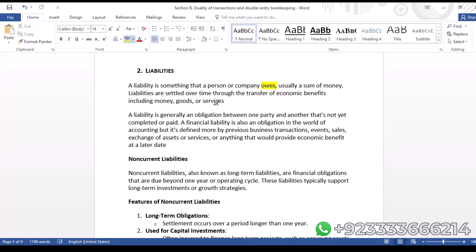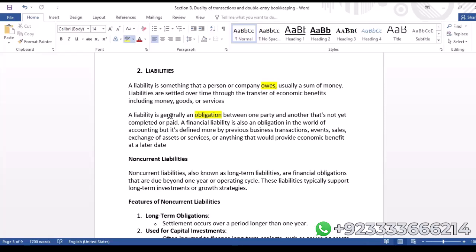Liabilities we have to pay off, we have established that. And how much time we have to pay can determine whether it is a non-current liability or a current liability. That we'll discuss shortly. A liability is generally an obligation between one party and another that's not yet completed or paid. It is an obligation that is not yet completed or paid.